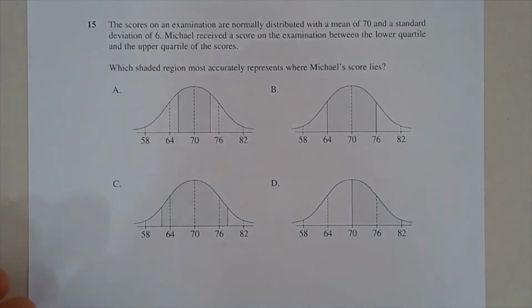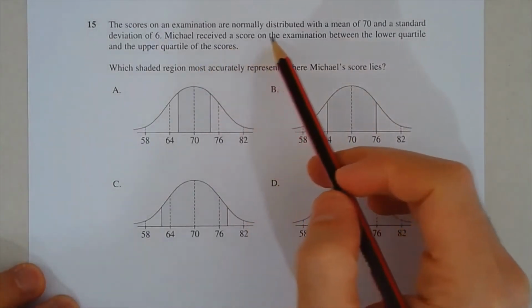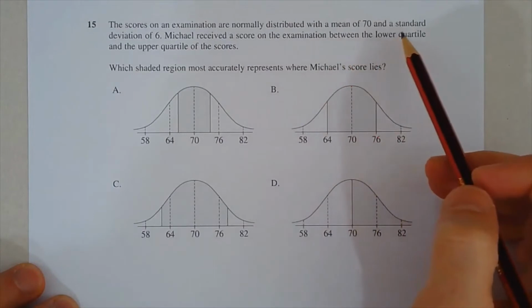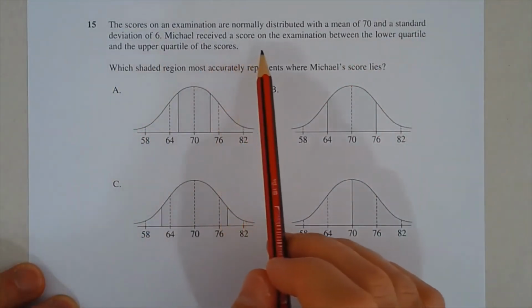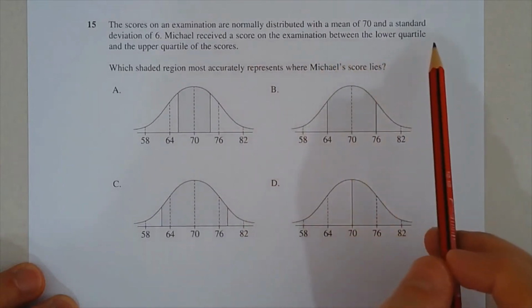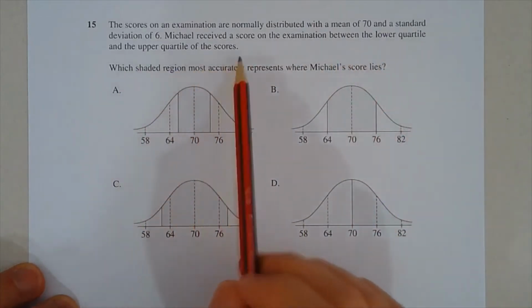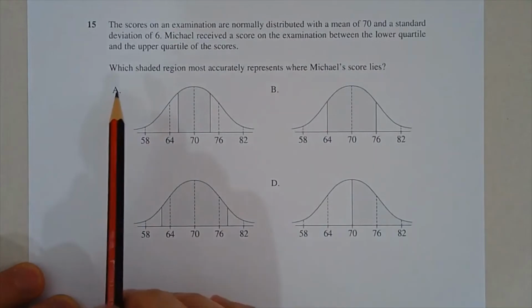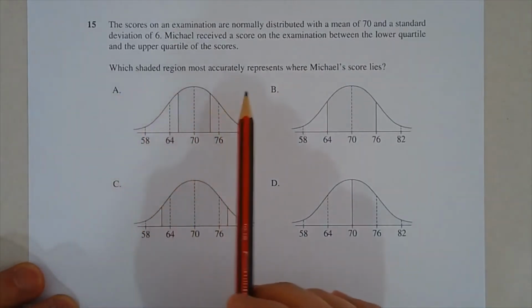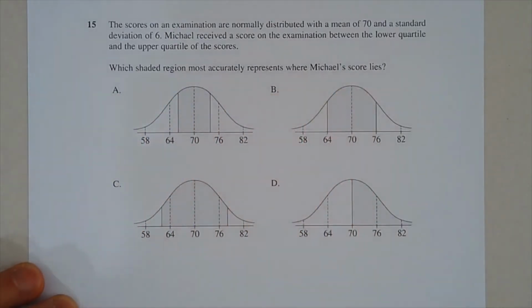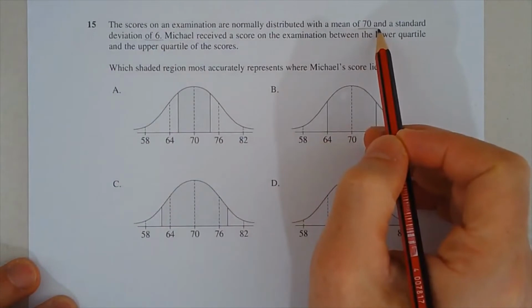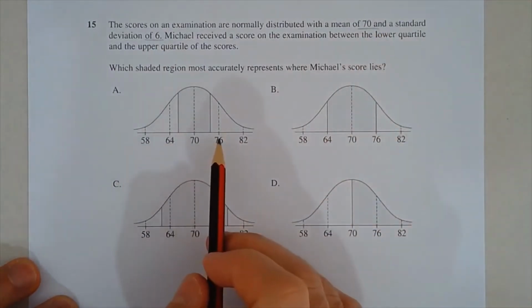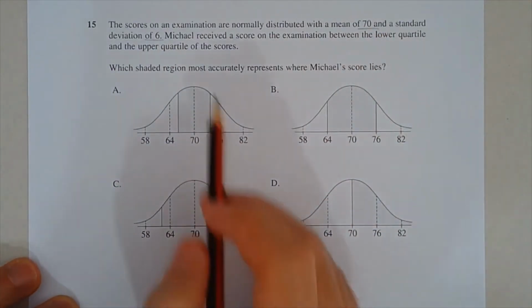Question 15. The scores on an examination are normally distributed with a mean of 70 and a standard deviation of 6. Michael received a score on the examination between the lower quartile and the upper quartile of the scores. Which shaded region most accurately represents where Michael's score lies? Now, first thing to note is the standard deviation of 6 and the mean of 70. Plus or minus one standard deviation is 68% of the scores.